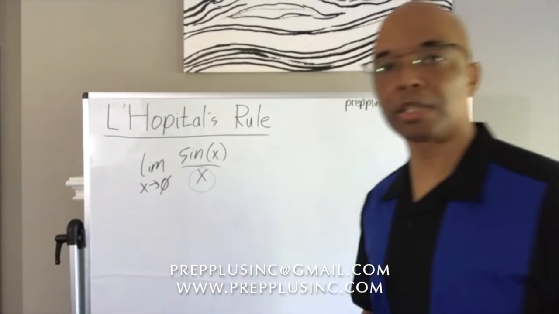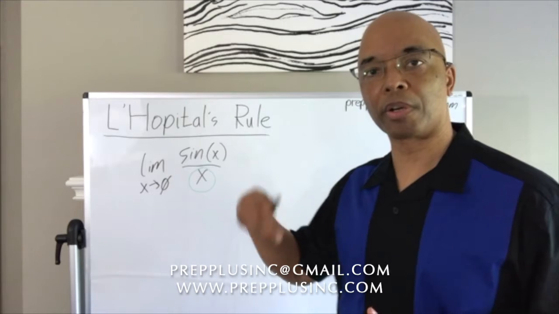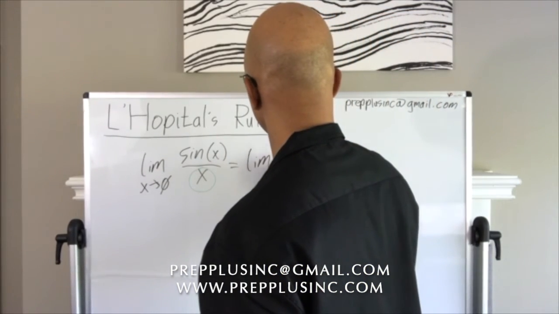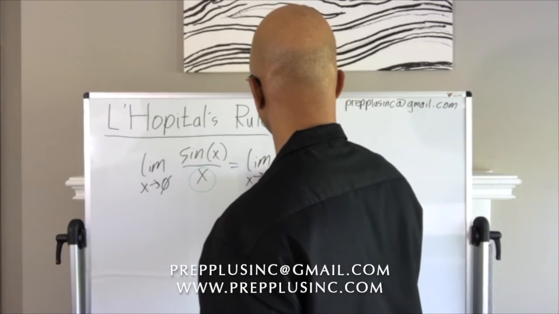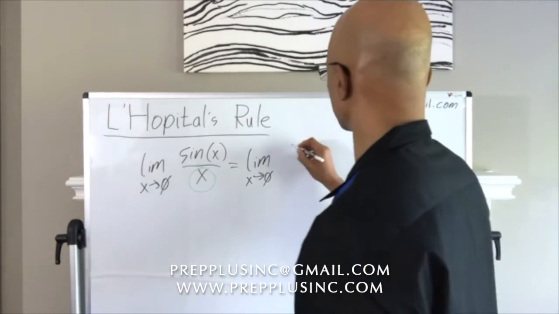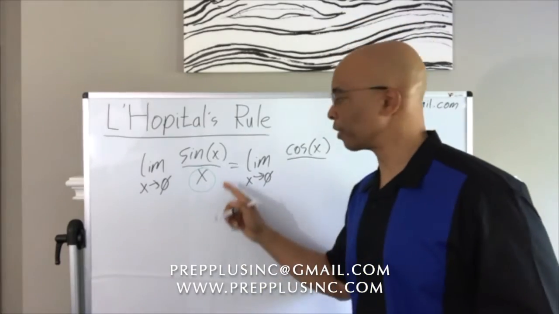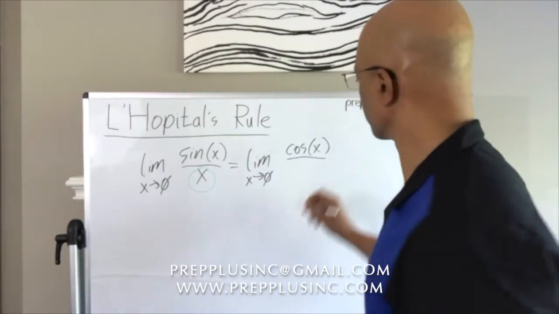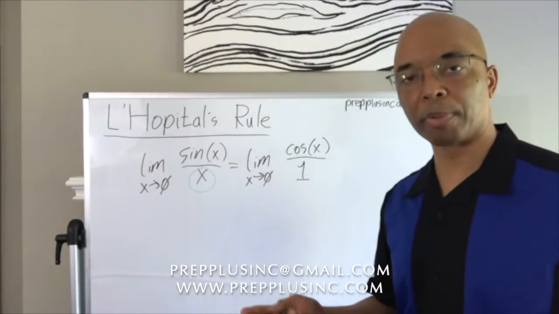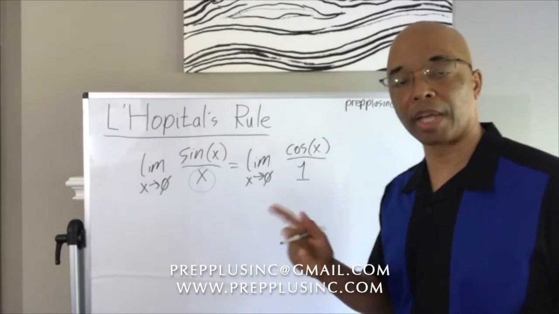So now we apply L'Hopital's Rule, which says to calculate the derivative of the numerator and the denominator. So this limit is the same as the limit as x goes to 0. The derivative of sine x is cosine x. And the derivative of x is just 1. And so now we apply L'Hopital's Rule, which tells us to just evaluate the numerator and the denominator at the limit.